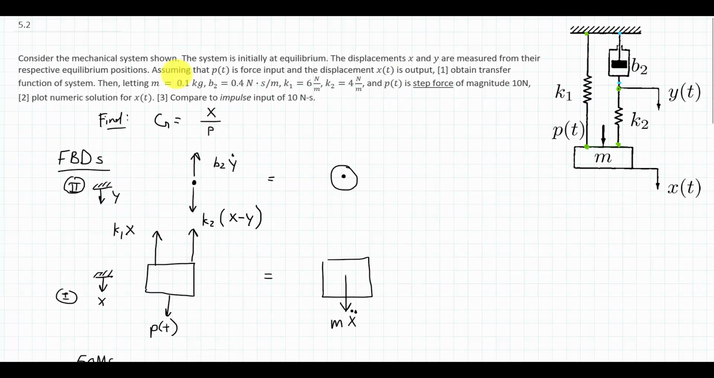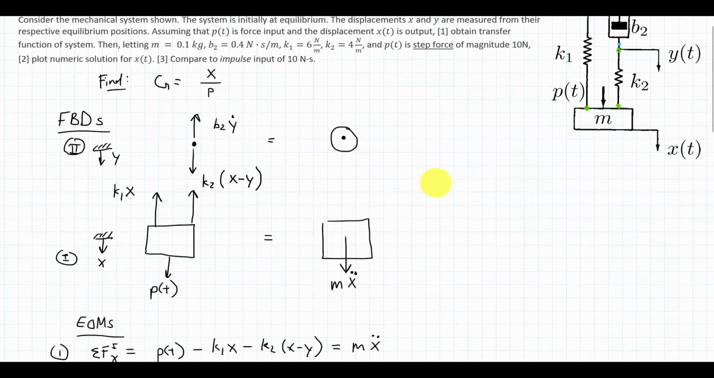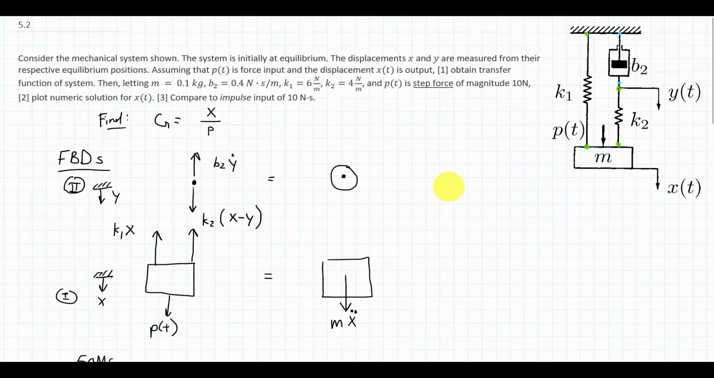To recap what we did, we were presented with this multi-degree of freedom system where we have a node at y and a mass at x, which are able to move independently of each other. It's a mechanical system. We wanted to then make a free body diagram of all the nodes and all of the masses. In this case, one node and one mass.